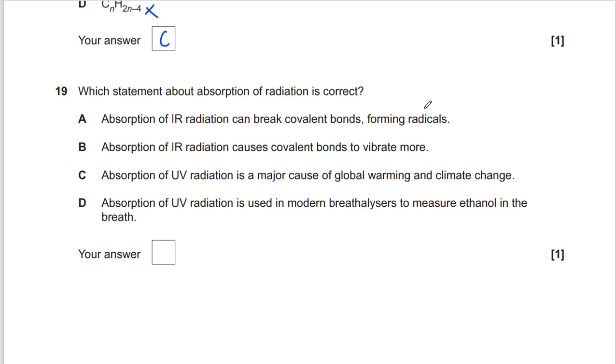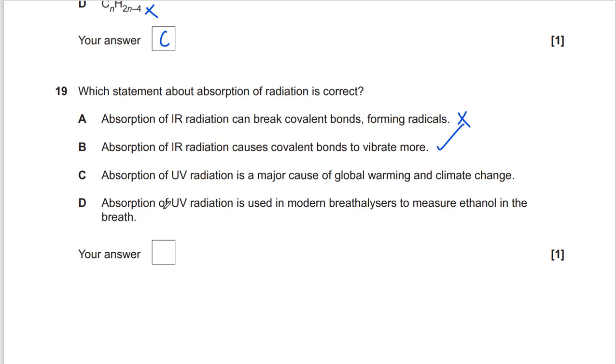Absorption of IR radiation breaks covalent bonds forming radicals. Well, that's wrong, because we know from our radical substitution that it's UV light, not IR. Absorption of IR radiation causes covalent bonds to vibrate more. I agree with that, because if you think about why infrared spectroscopy works, it's because the bonds vibrate given certain wavelengths of radiation, which gives us our standard peaks at the wave numbers that we have. So it is a vibration from the IR.